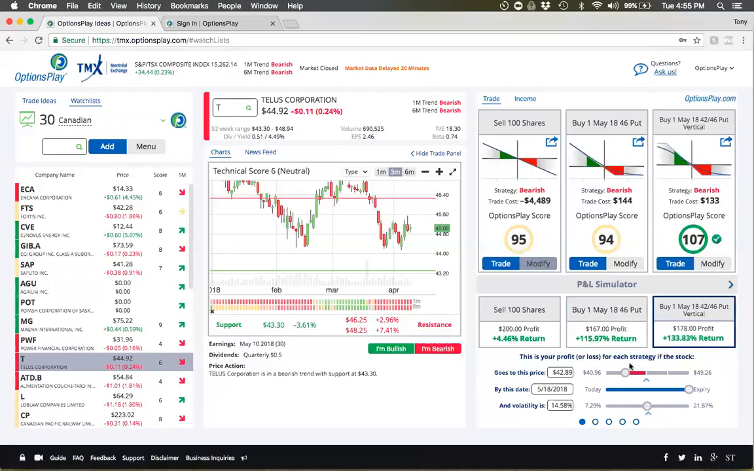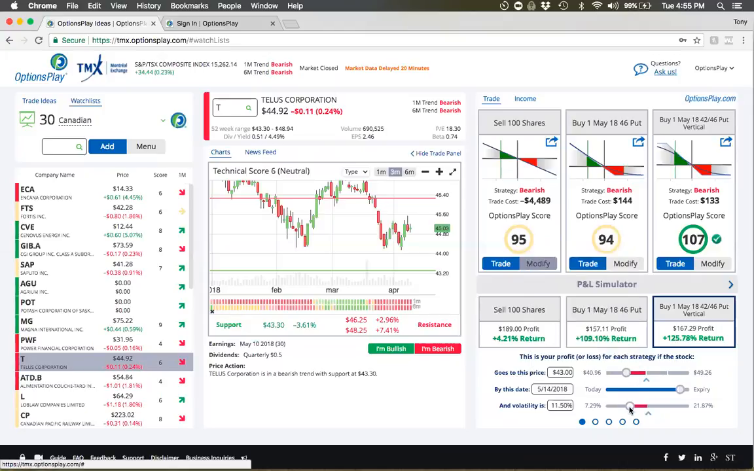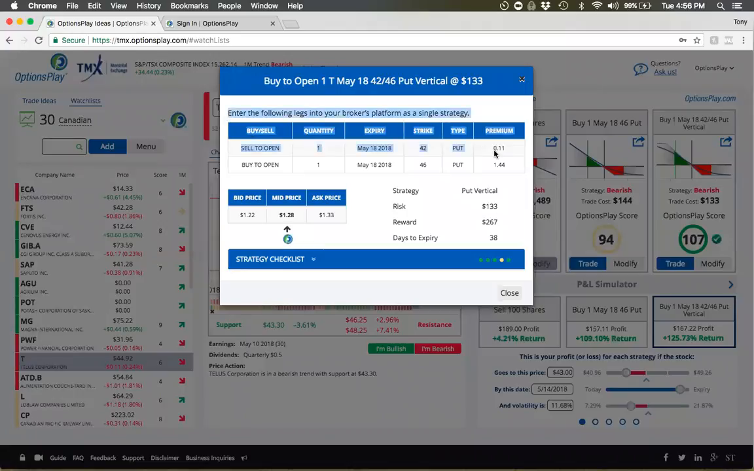Conversely, if you're bearish on the stock, maybe you think it's going to go down to $43, that support level. A few days after earnings, let's say the 14th, and volatility comes down a little. As you can see here, a little better looking trade, 109% return if you bought the put versus 125% return buying the put vertical. This is all designed to make your analysis of each one of these trades as easy as possible. And once you decide that there's a trade that you want to place, make sure you hit the trade button. This allows you to understand how to enter this trade into your broker's platform.